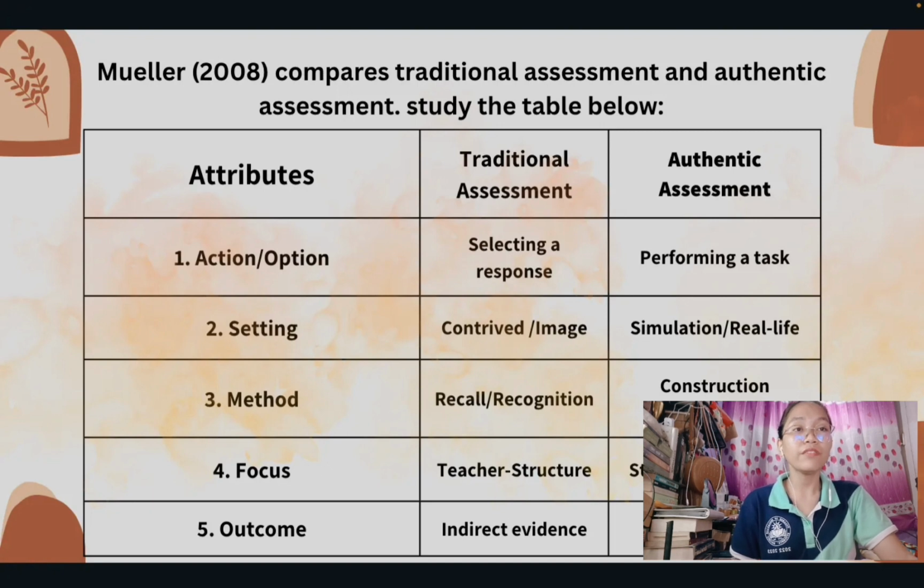Examples of indirect evidence are surveys, exit interviews, focus groups, and the use of external reviewers. In the direct evidence, examples include papers, quizzes, and exams. It can be music, theater, and dance performance, and execution of safety procedures.